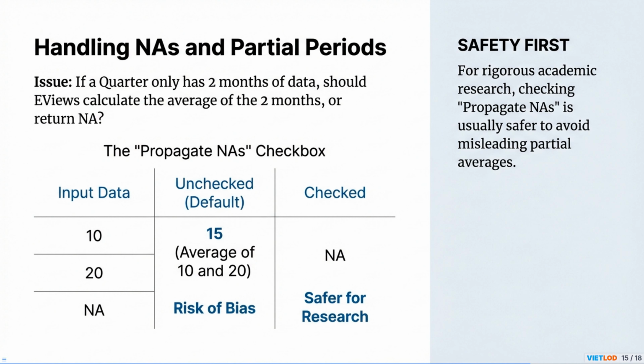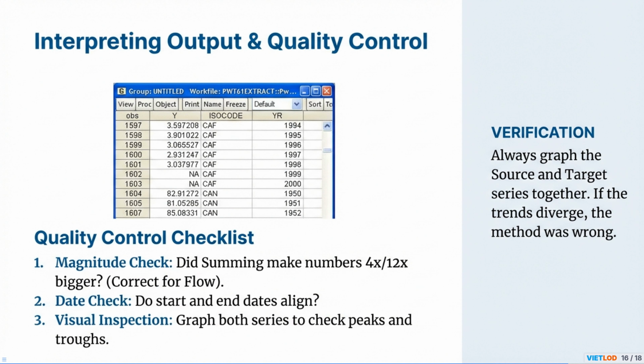A critical issue arises with partial periods. If a quarter is missing data for one of its 3 months, what should EViews do? The Propagate NAs checkbox controls this behavior. By default, this box is unchecked. If you have data for only 2 months, say 10 and 20, EViews will calculate the average of those 2, resulting in 15. This can introduce a risk of bias, as the partial average may not be representative.